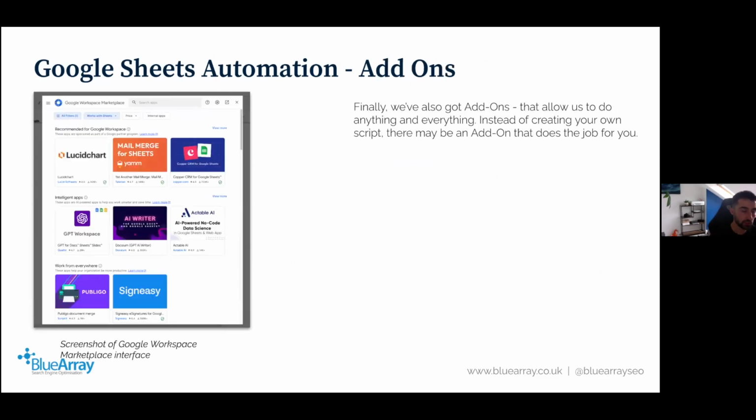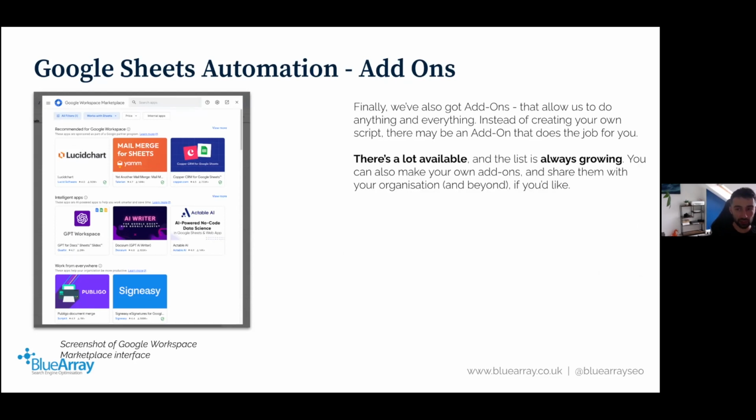Finally, for Google Sheets, we've also got add-ons, and these allow us to do pretty much anything we'd like. Instead of creating your own script, if you can't be bothered or you just want to see if there's something out there that does it already, there might be an add-on that does the job for you. There's a lot available, and that list is always growing. You can also make your own add-ons, if you're so inclined, and share them with your organization.